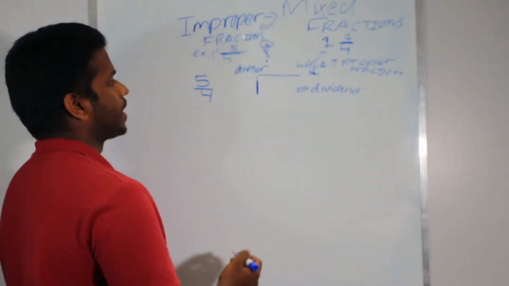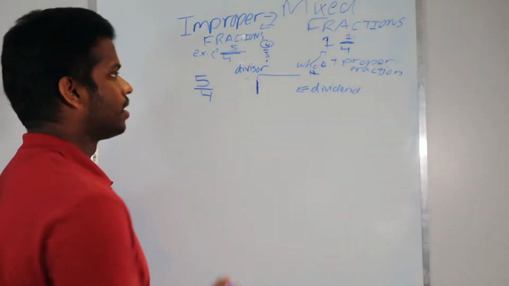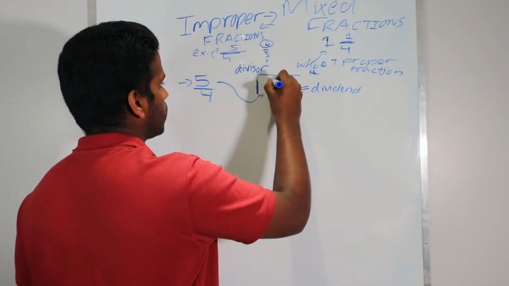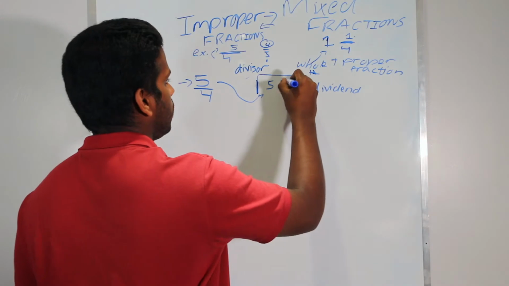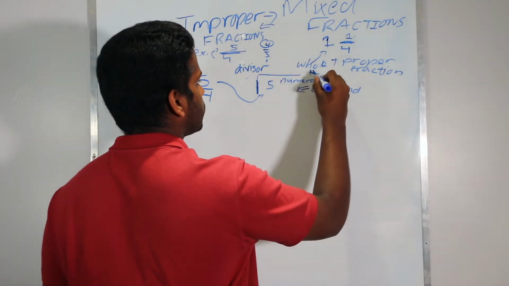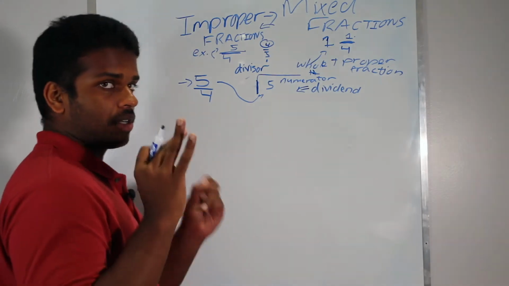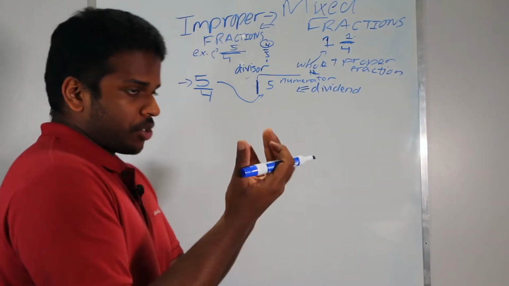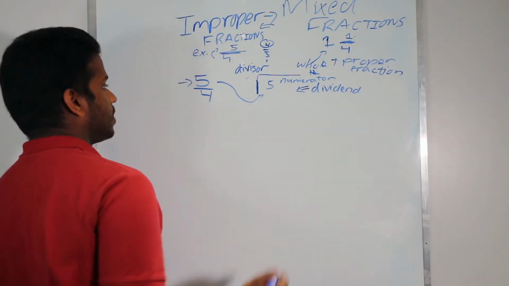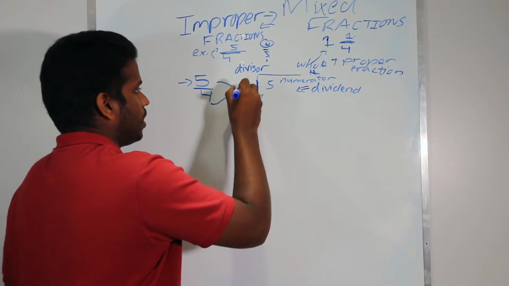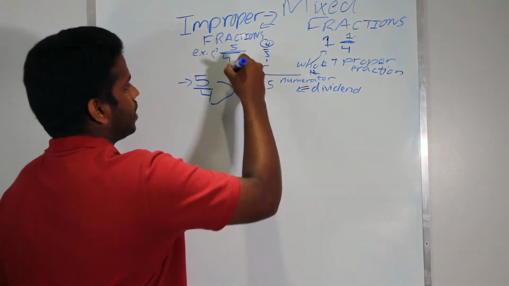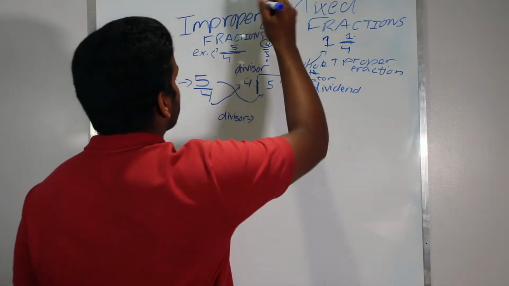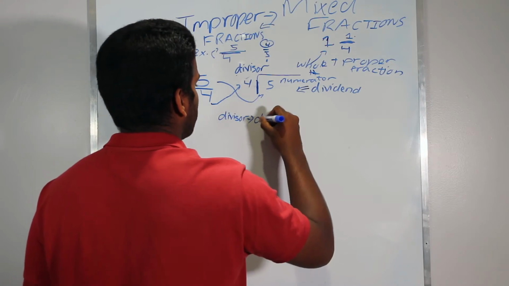So what do we put in our dividend? The numerator goes into the dividend. Keep that in mind. The dividend is the number that you're trying to divide by whatever the divisor is. And as you probably already noticed, the divisor would be the denominator. So think: the divisor is the denominator when you're converting improper fractions to mixed.